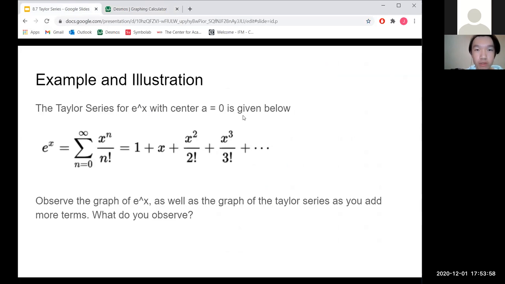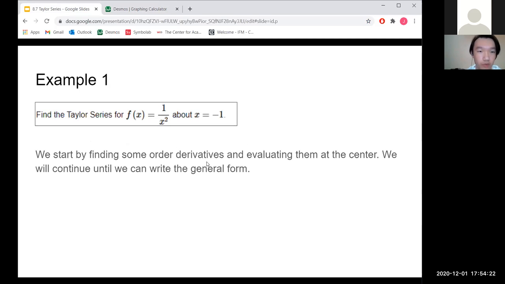All right, so now let's move on to figuring out how we can actually find the Taylor series for a particular function. So over here, we just gave you that e to the x is this Taylor series. But then again, how do we know? So let's do an example. Example 1 says, find a Taylor series for this function about x equals -1.